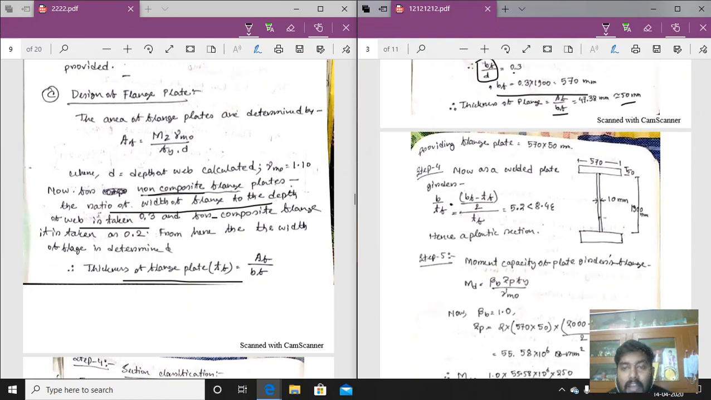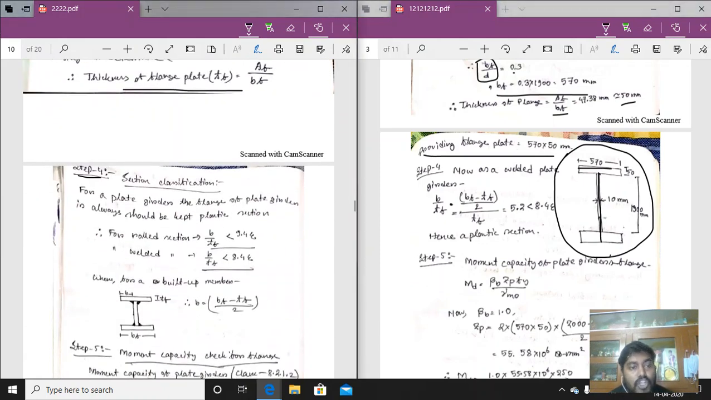So providing the flange plate, that formula. This is the section of the plate girder we are getting: the flange plate and the web plate. So flange and web, we have completed the design. The first 2 steps are done. Next, coming to step number 4, section classification.